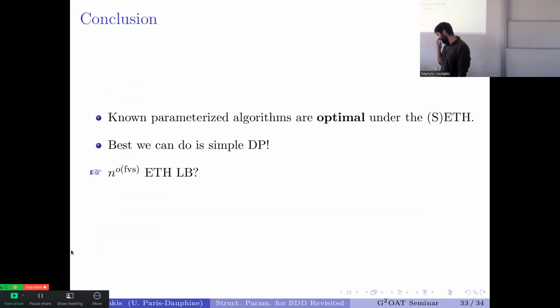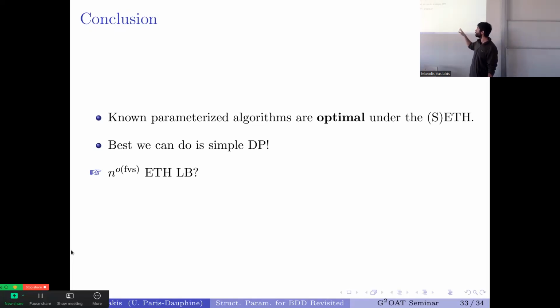So in conclusion, we have shown that some parameterized algorithms for this problem are optimal under those hypotheses. And actually, the best that we can do in all of those cases, what is hidden behind is dynamic programming in all of those. And we don't know whether we have this bound as well for feedback vertex set.